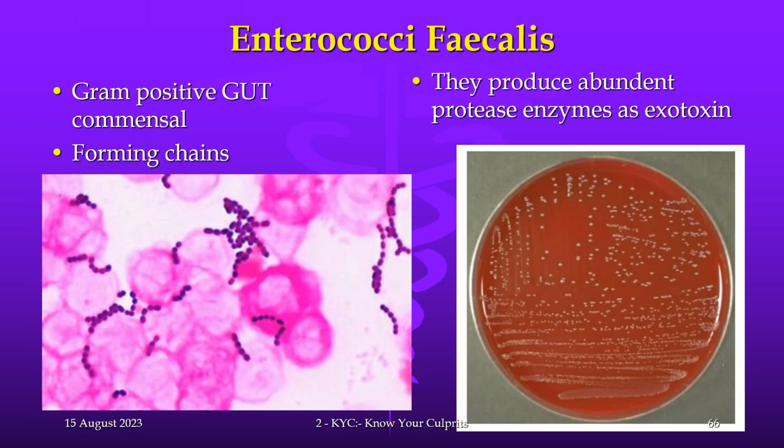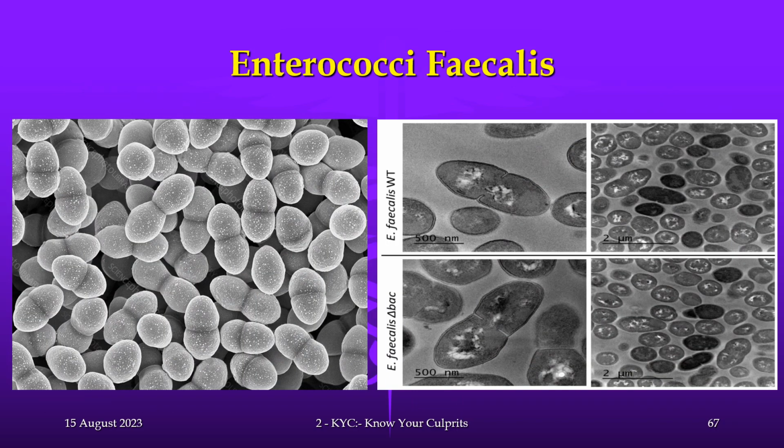Enterococcus faecalis is another pathogen of our concern, which is a gram-positive gut commensal of humans forming chains. They produce abundant protease enzymes as exotoxin. This is how the Enterococcus faecalis looks.